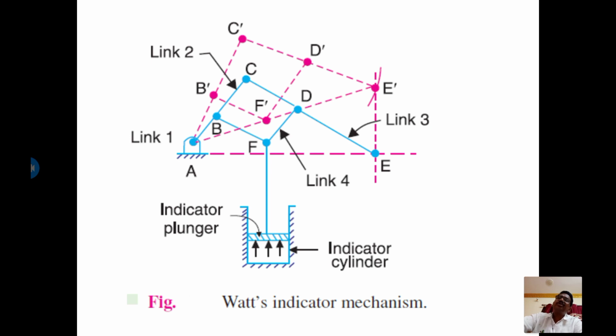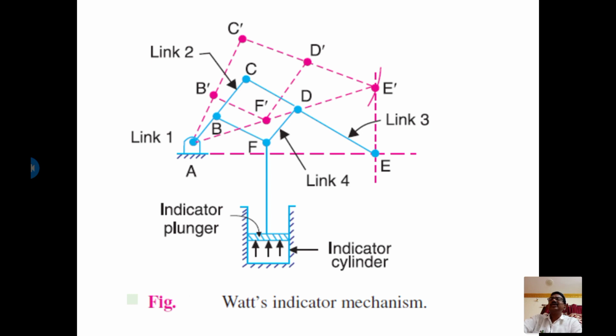BFD is the one link, actually combined as one link because there is no relative motion. This is connected at the point F, the piston rod connected to the piston. Now as the piston or indicator plunger reciprocates inside, E is moving along a straight line. That's why it is an approximate straight line mechanism.